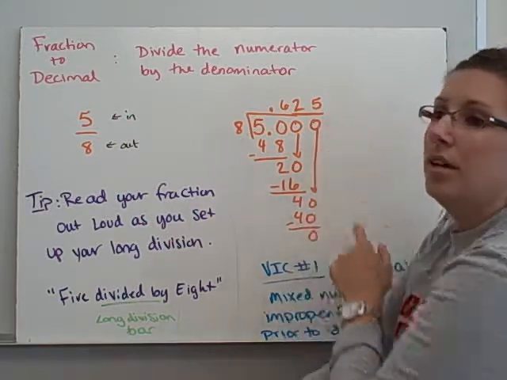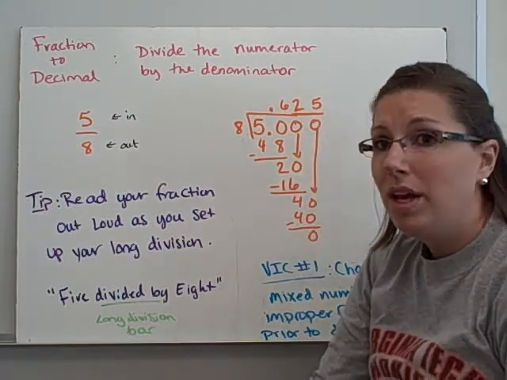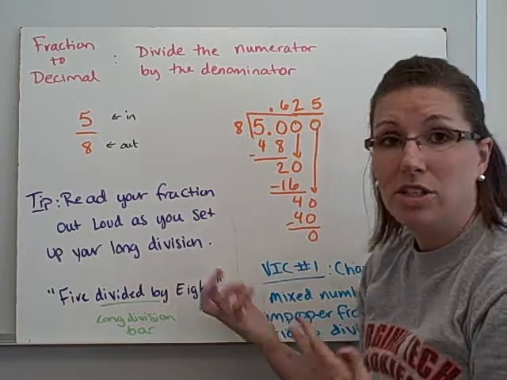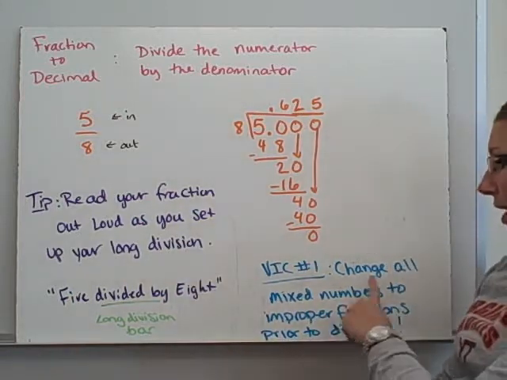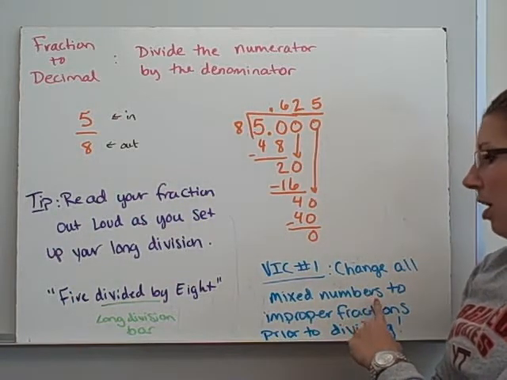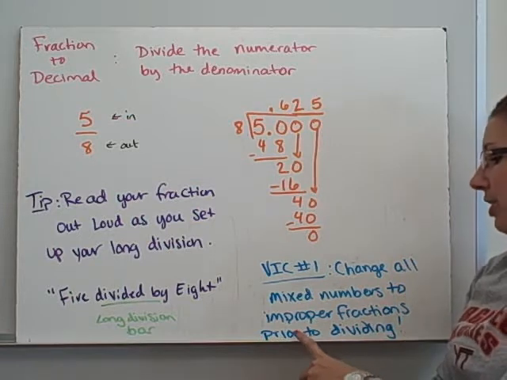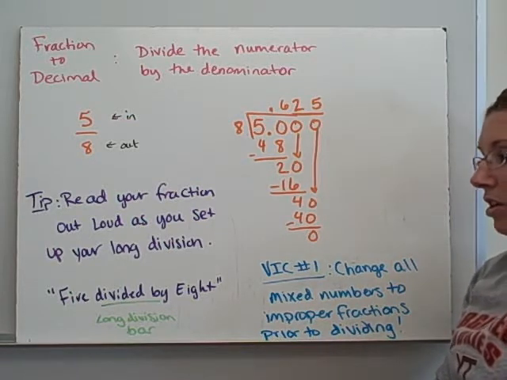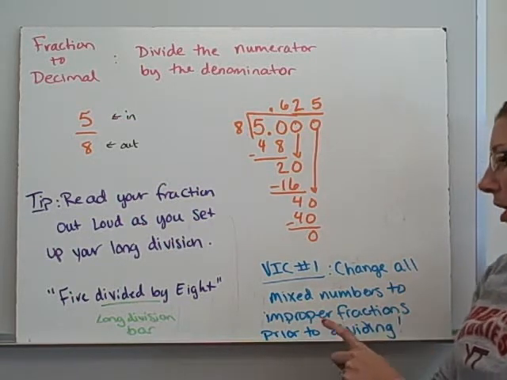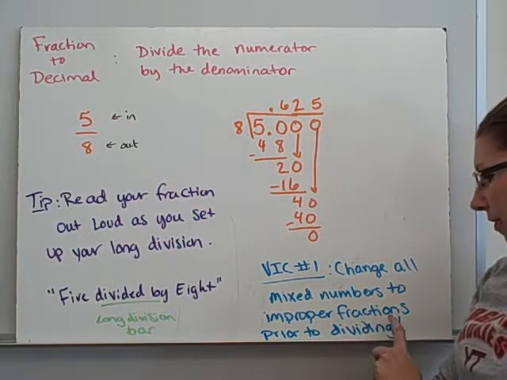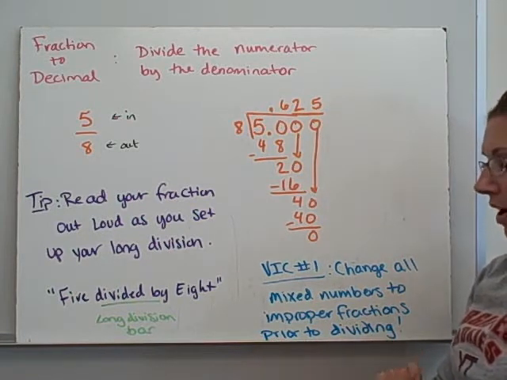So as you can see, this process might take a little bit longer because we have to add zeros until we get to the end of our decimal, but this is how you change fractions to decimals. If you ever have a mixed number, it is important to change it to an improper fraction first. So, rule number 1: change all mixed numbers to improper fractions prior to dividing.